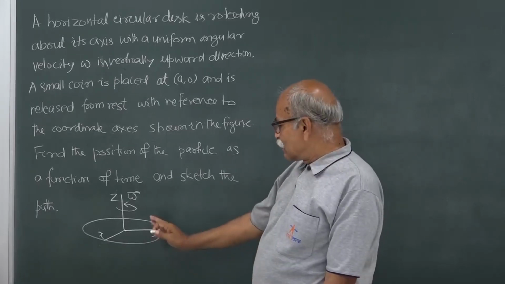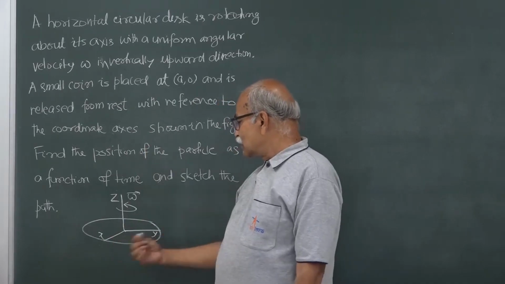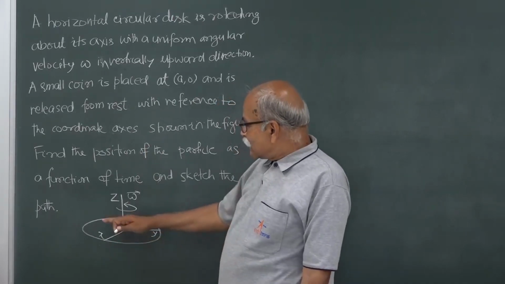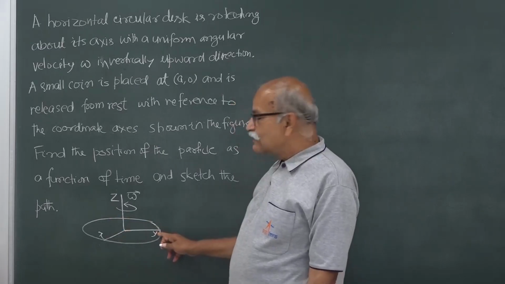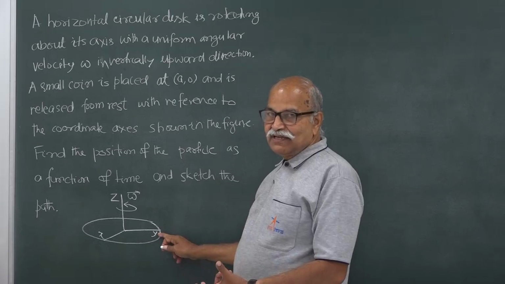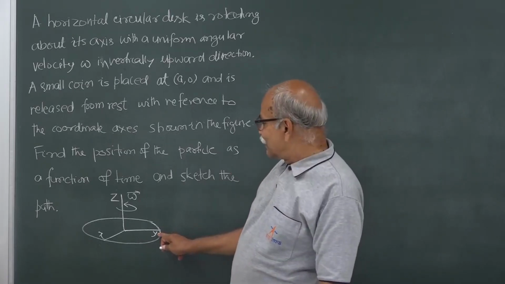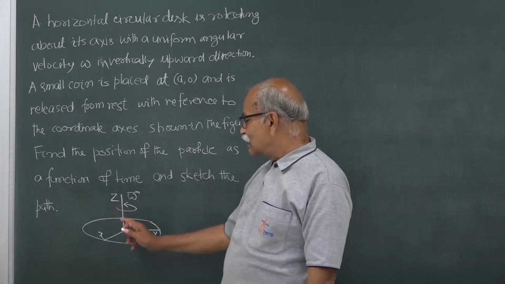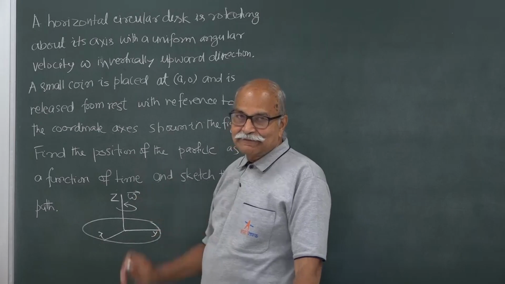So, here are the axes, you have this circular disc going about this vertical axis, the disc itself is horizontal and you have x axis and y axis fixed on the disc, and we have to solve everything from the disc frame. We have to sketch the path of the particle with reference to these axes only, everything is to be done in this axis.